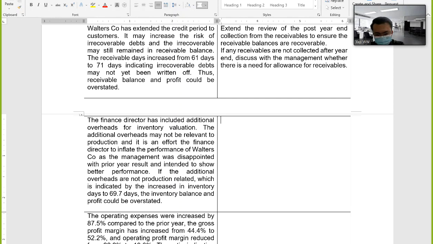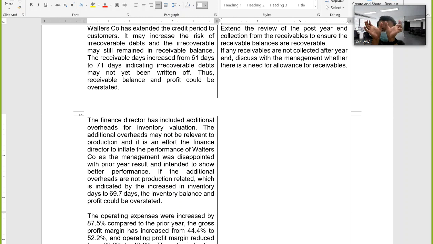Next is finance director has included additional overheads for inventory valuation. The additional overheads may not be relevant to production. So it is the effort of the finance director to show better performance by showing higher inventory value. So they include some overheads which are maybe not production related. If these additional overheads are not production related, then inventory balance and profits are both overstated. Our concern is whether the overhead amount is production related. So this is how we are going to respond to it.